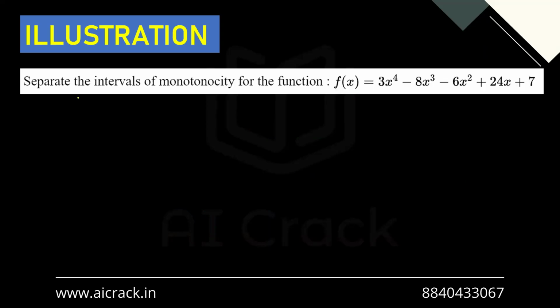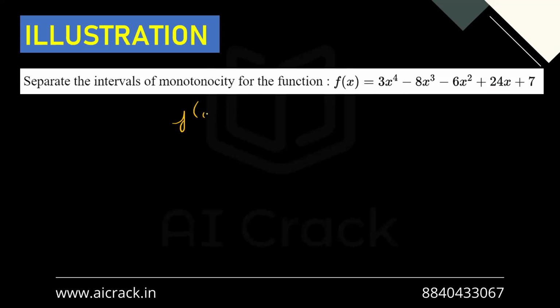And now let's solve this last example. Separate the intervals of monotonicity for the function f(x) equals 3x raised to 4 minus 8x cube minus 6x square plus 24x plus 7. Okay. Now we can see that this is also a differentiable function because it's a polynomial function, right? So we'll be using the same method.